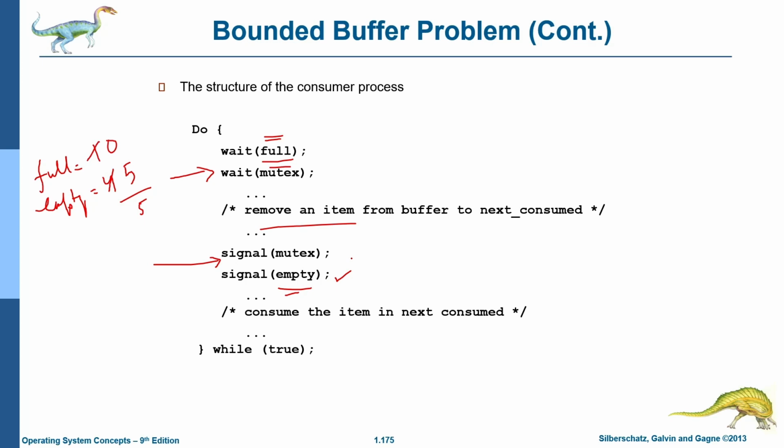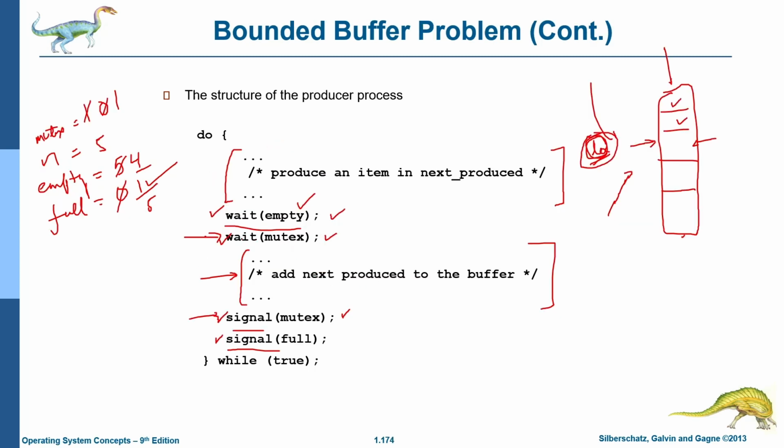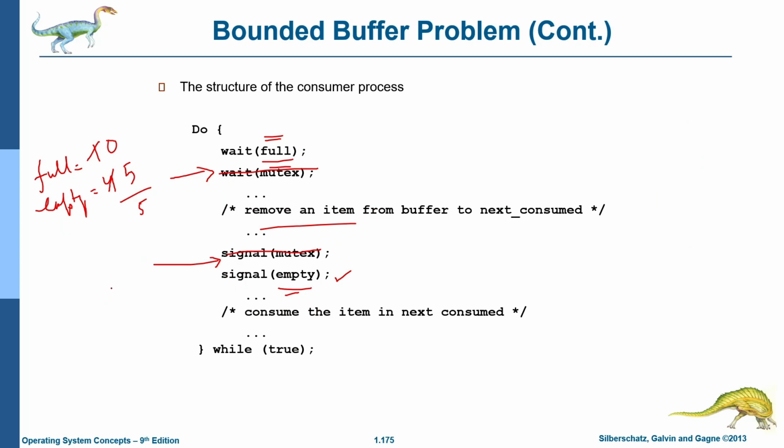Okay, now let's see if these mutexes were not there. What would happen? If I remove these mutexes and take a situation like empty equal to 3 and full equal to 2. 3 slots are empty, 2 slots are filled up. The producer comes, waits on empty, makes empty 2, and then immediately starts producing and putting that item into the buffer.